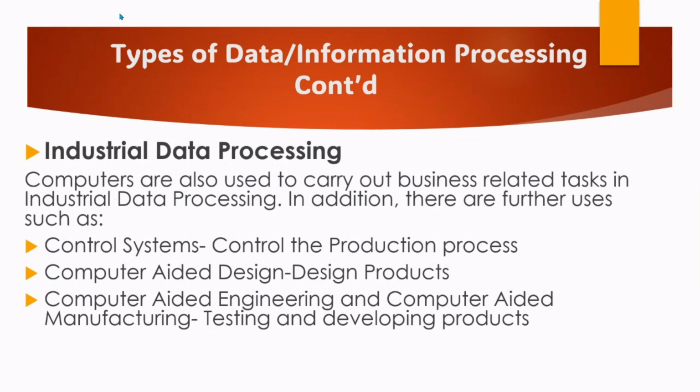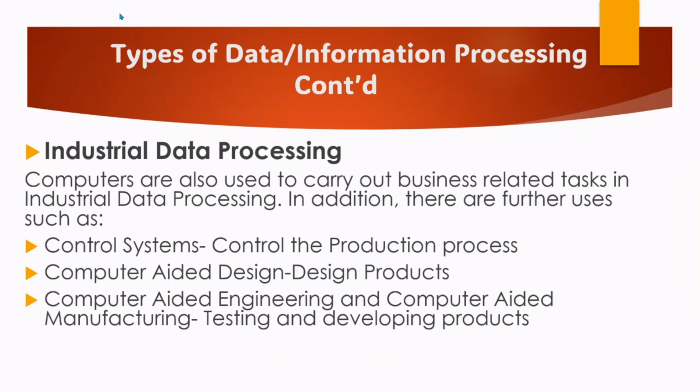So, computers are used in industrial data processing to carry out business related tasks, in addition to controlling the production process, designing products, testing, and developing products. As the name suggests, industrial data processing has to do with machines, factories, and so forth. In short, industrial data processing is the use of computers to control the production process or to control machines or to gather data about machines. So, that's basically what industrial data processing is.